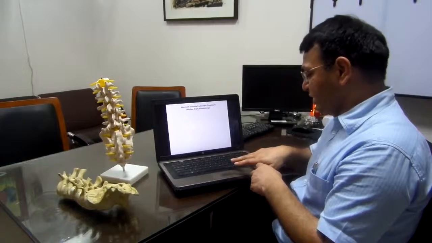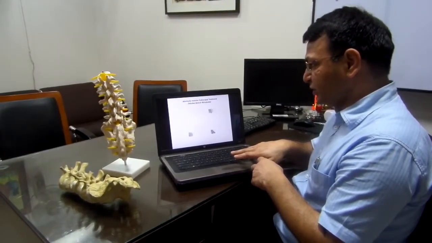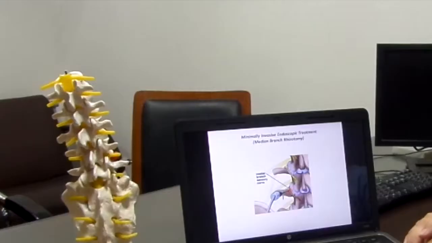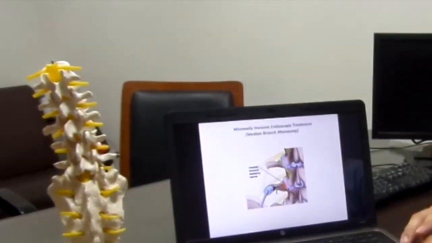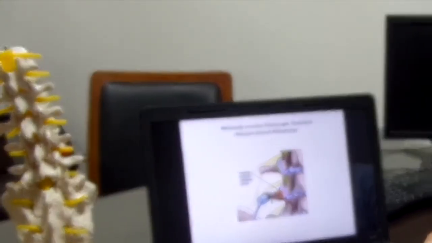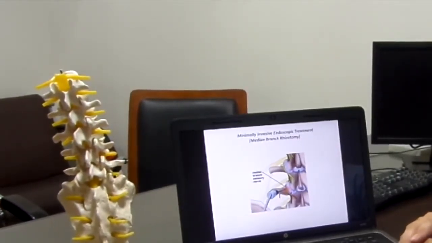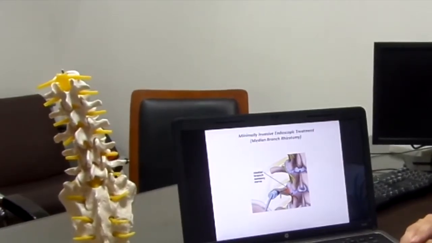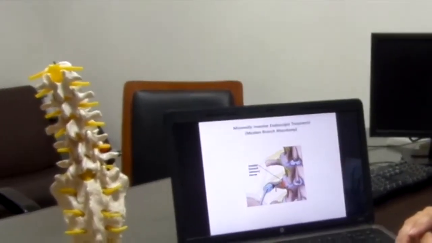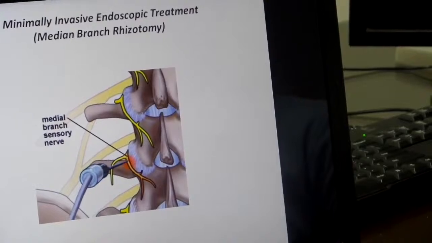If the pains come back even after the injection, one can consider a procedure called a median branch rhizotomy. By median branch rhizotomy, what we mean is that the nerve that supplies the facet joint with painful signals, one can precisely localize that nerve or destroy this painful nerve ending by using electric signal.